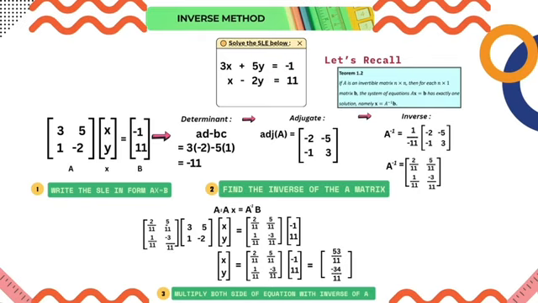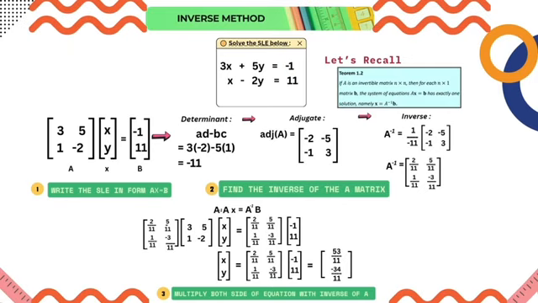Next, the second step is we need to find the inverse of the A matrix. In order to find the inverse of A, we must find the determinant first. The formula of the determinant is AD minus BC. So A is 3 times D, that is -2, minus 5, which is B, times 1, which is C. So the answer is -11.